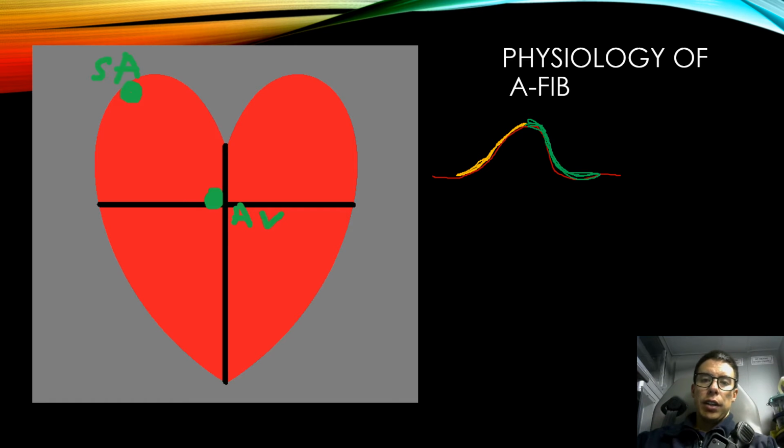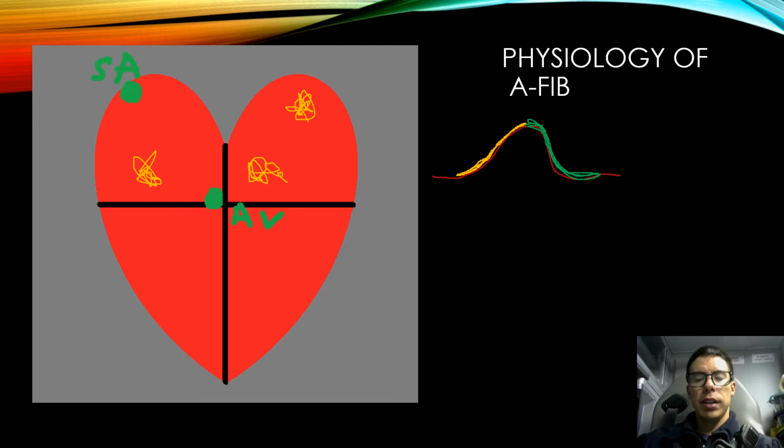Another way, which probably would make a little more sense and is probably more common, is that there's so much irritability in the atria that multiple places fire at the same time. So you have one firing there at the same time, you have one firing there, and another one firing there, and then maybe a normal impulse for a second or so.